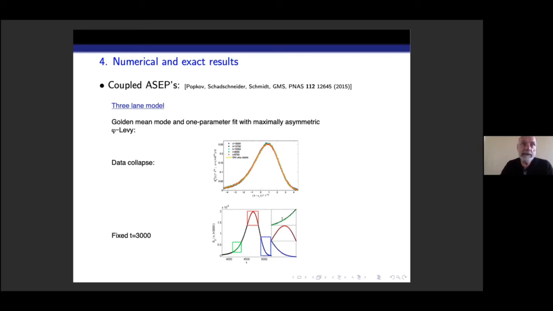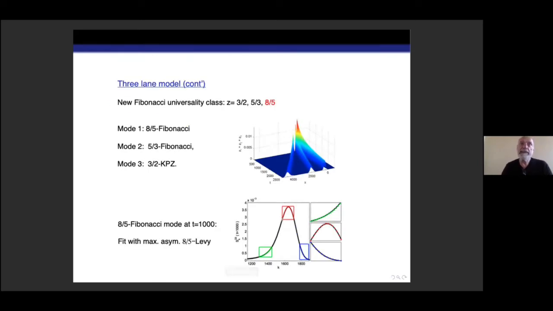So this was this particular case. We looked at some others. We looked at, again, the same model for different parameter values, where one mode has this new 8/5 Fibonacci exponent. And again, if you look at this agreement between simulation and the fitted Lévy distribution, again, the agreement is baffling. And the same for the 5/3 Fibonacci, which appears in the same model, and the 3/2 KPZ. Also here, the agreement is excellent.